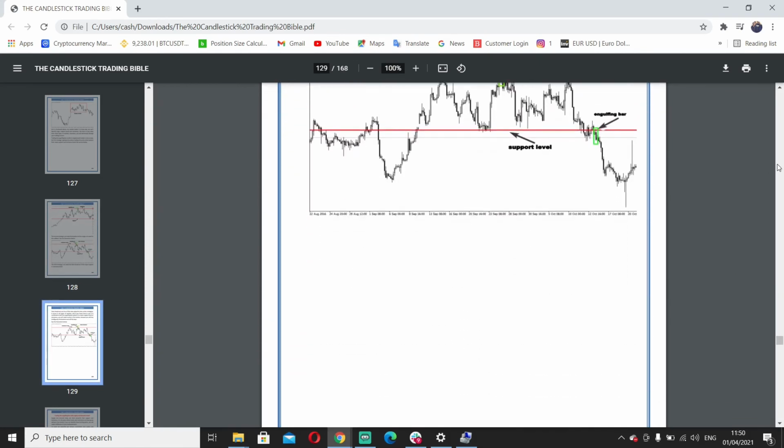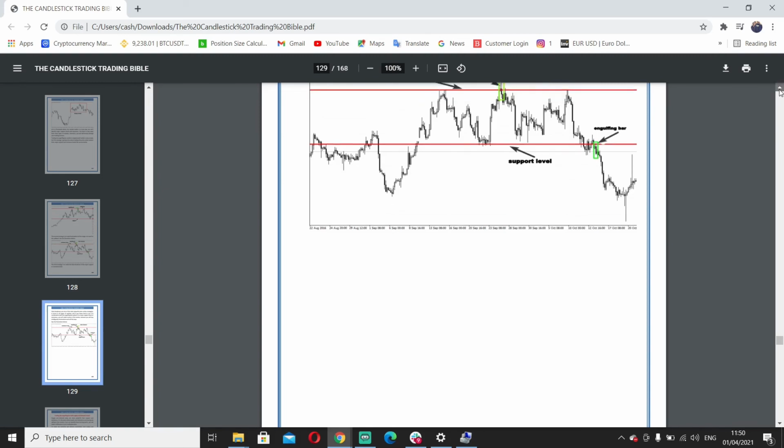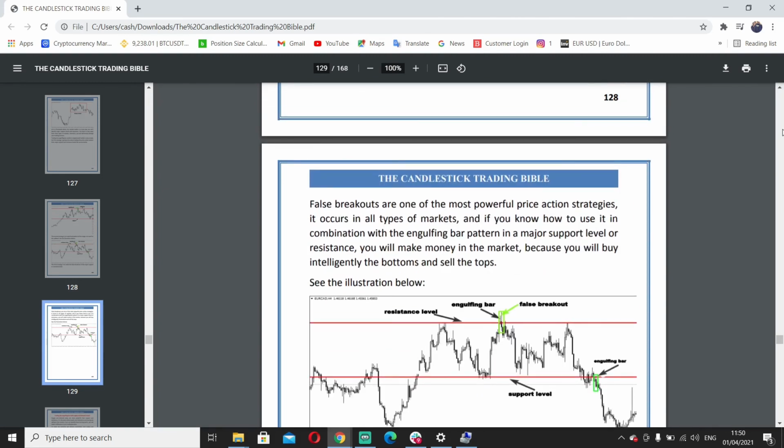So false breakouts are one of the most powerful price action strategies. They occur in all types of markets, and if you know how to use them in combination with the engulfing bar pattern and a major support or resistance level, you'll make money in the market because you'll buy the bottoms and sell the tops intelligently.